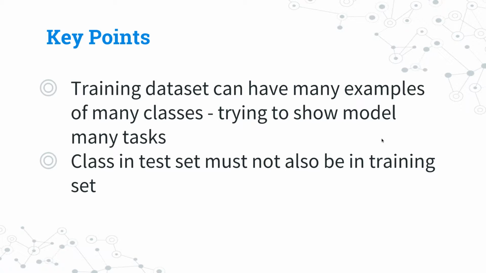Okay, so the key point to take away from this is that the training data set can have many examples of many different classes. And actually, the more classes or the more different types of examples you have, the better, because you're trying to show the model as many different tasks as possible. But the classes in your test set must not also be in your training set, because if they were, then the model could just go back to the training data and have more than one example of each image.